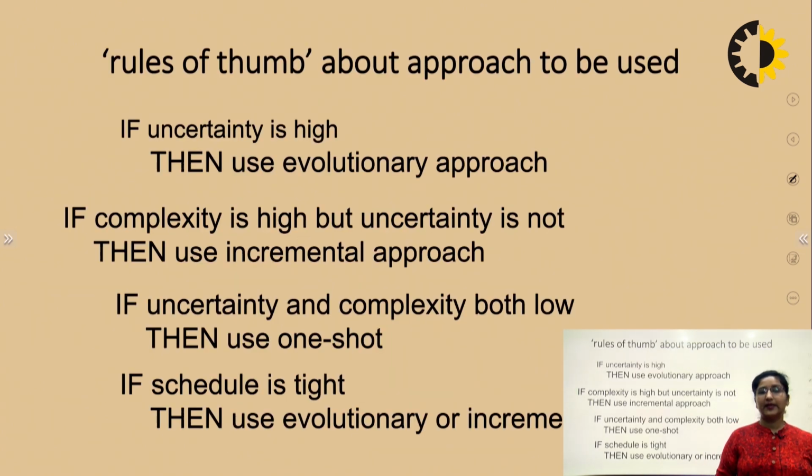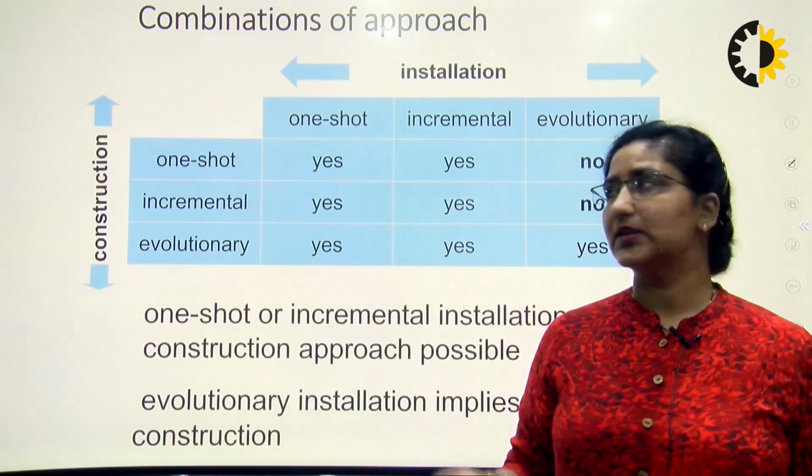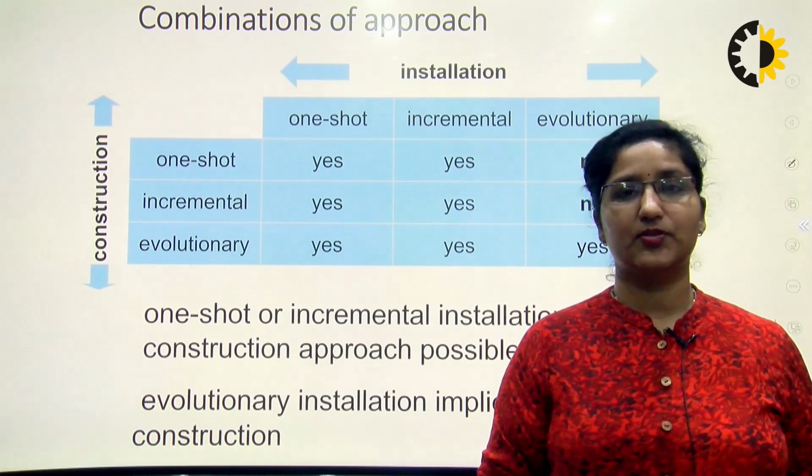If uncertainty is high, then we use the evolutionary approach. If complexity is high but uncertainty is not, then we use the incremental approach. If uncertainty and complexity are both low, then use the one-shot approach. And if the schedule is tight, then use the evolutionary or incremental approach. So these are the few things through which we can easily choose the process model. These are the various combinations that we have just discussed.